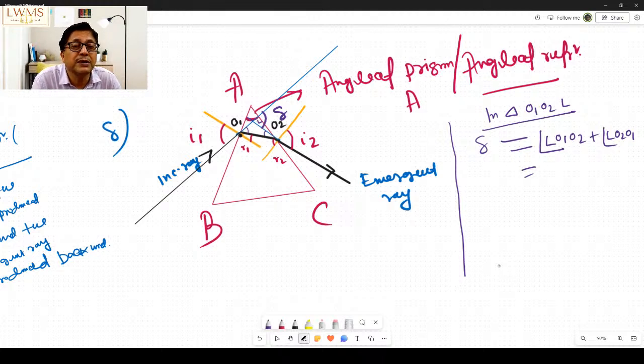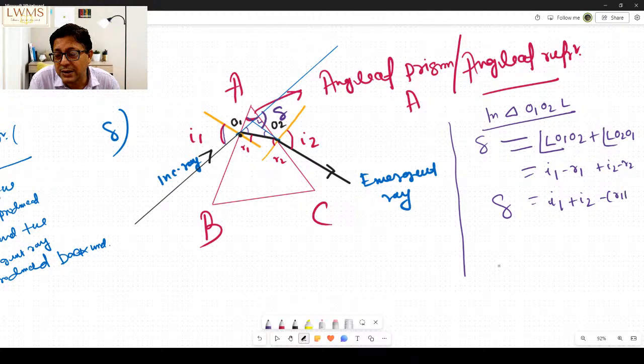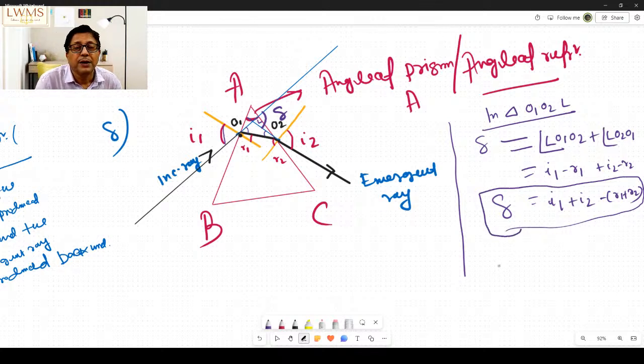L O1 O2 is what? This one, I1 means total angle opposite is I1. So this will be I1 minus R1, and I2 minus R2. So this thing is going to be I1 plus I2 minus (R1 plus R2). Clear? Now what is R1 plus R2?